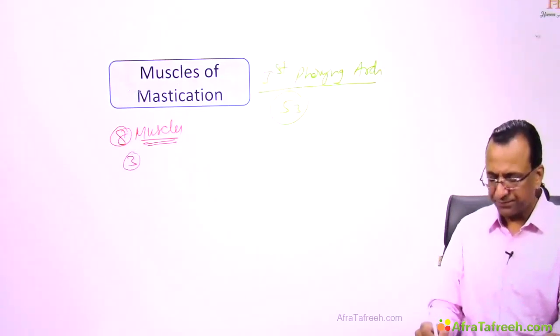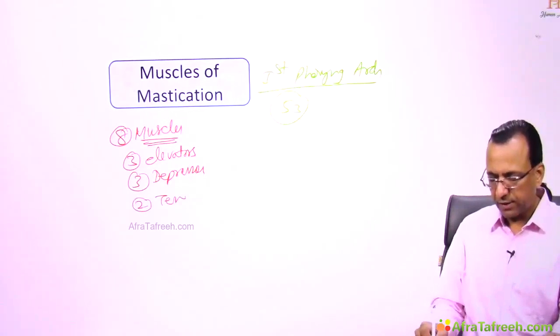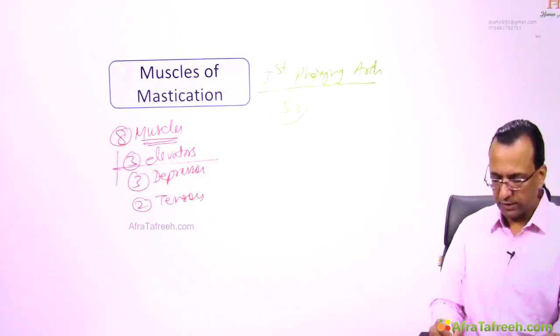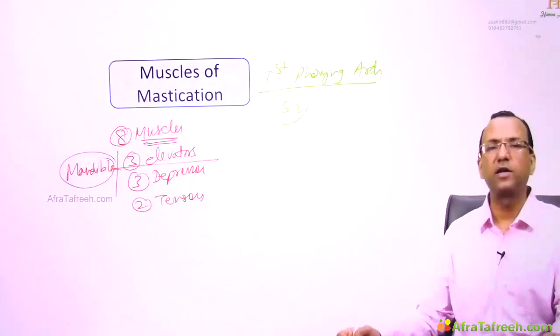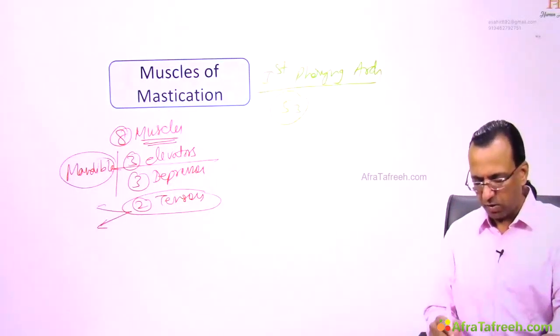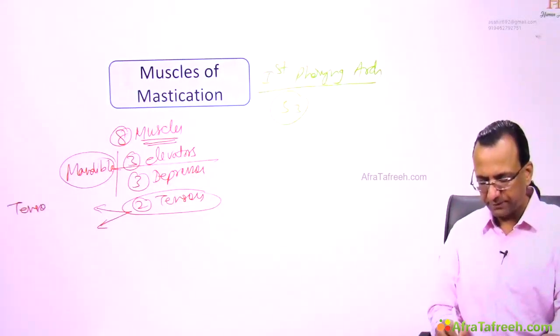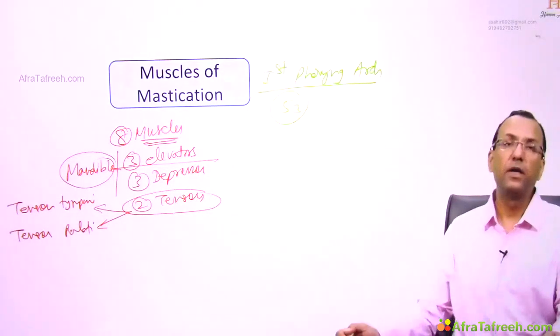There are 3 elevators of the mandible, and there are 3 depressors of the mandible, and there are 2 separate tensor muscles. So there are 3 elevators and 3 depressors of the mandible, and 2 separate tensors. Who are these 2 separate tensors? They are called tensor tympani, to tense the tympanic membrane, and tensor palati, to tense the palate.